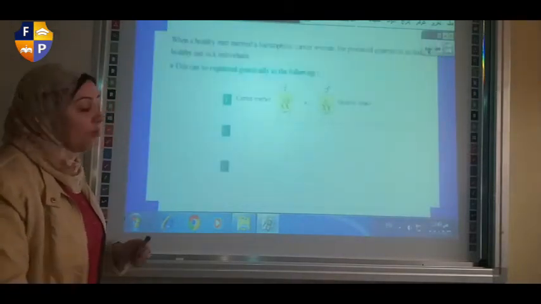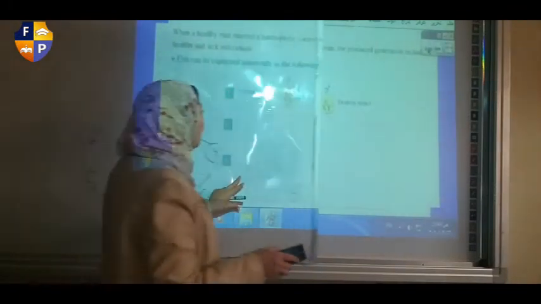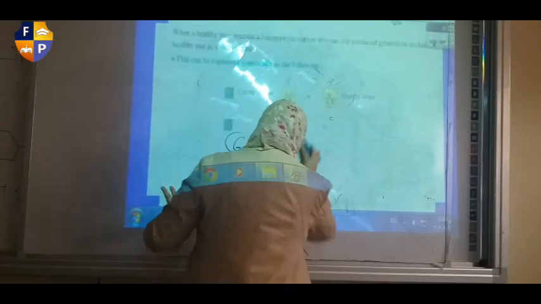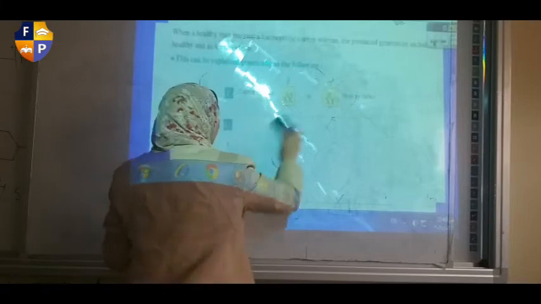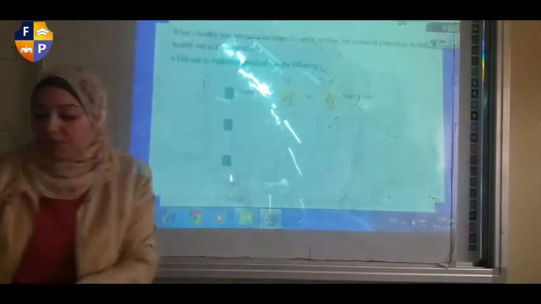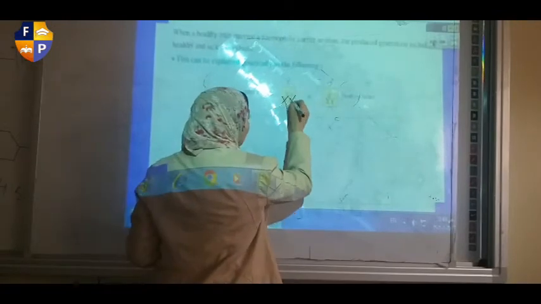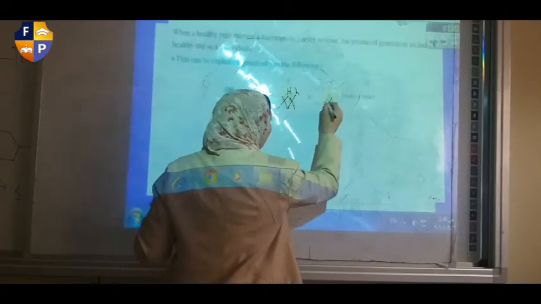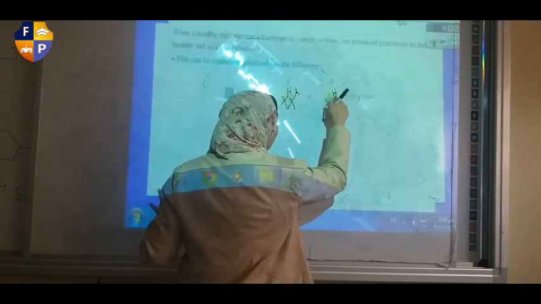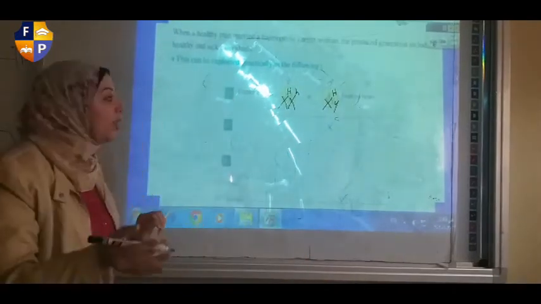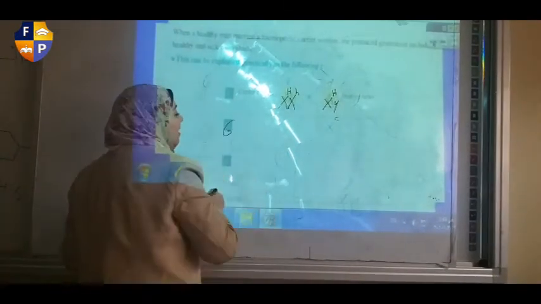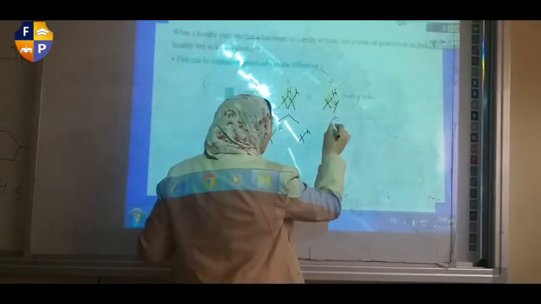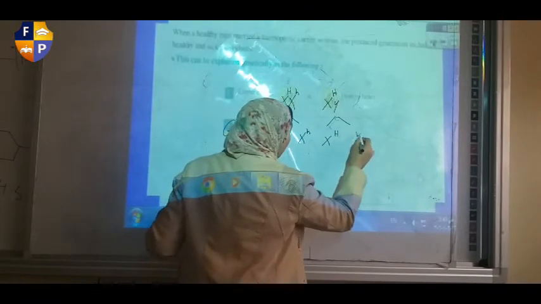Okay? For example, a carrier female which is carrying the hybrid trait of hemophilia. Okay? Female, meaning XX, and the hybrid hemophilia, H capital, h small. While the male XY is healthy, doesn't suffer from hemophilia, so it carries H chromosome. The first step is the formation of gametes, which may be X H capital or X h small, and the male X H capital and Y.